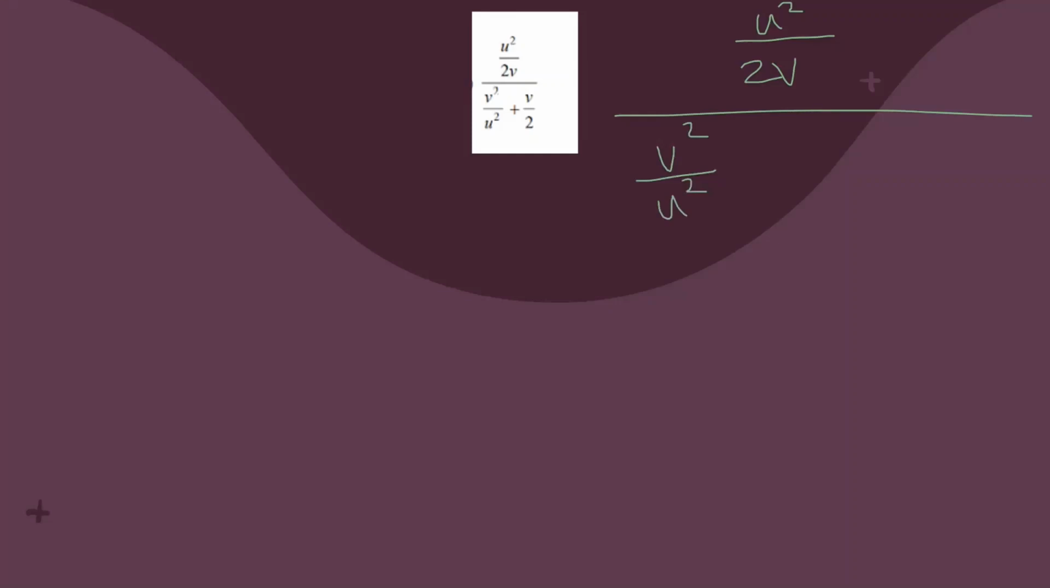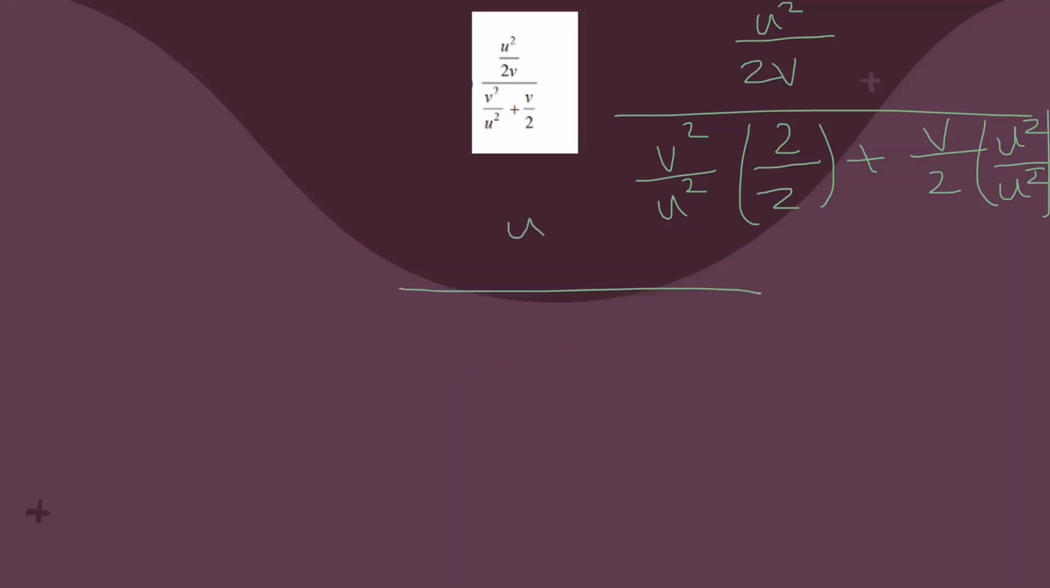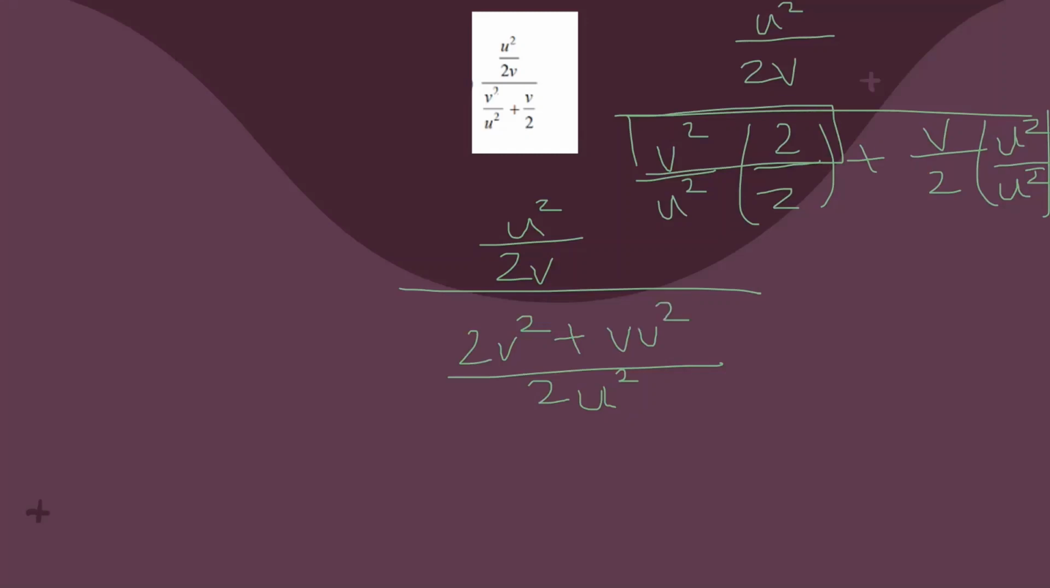And how do I create the common denominator? If I multiply this fraction using 2, and if I multiply this fraction using u squared, then I'm going to have the same denominator, which is what we always try to do. So I have u squared over 2v, and at the bottom I have the same denominator, 2u squared. Whatever I have, I multiply across. 2 times v squared gives me 2v squared, and v times u squared gives me plus vu squared. And now what do we do? What is our next step? How do you divide fractions?